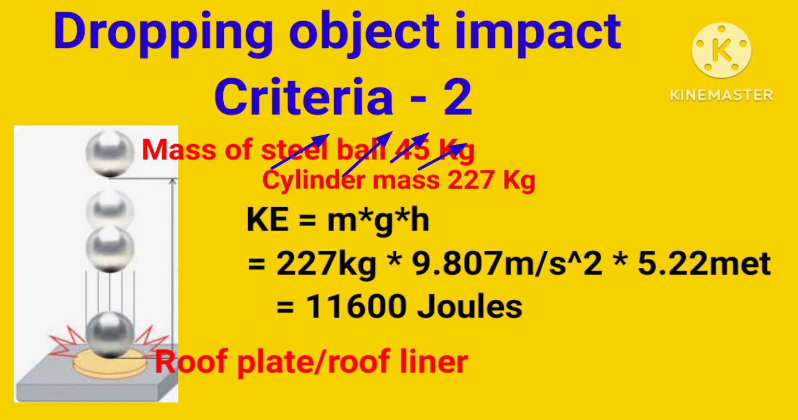Multiplied by 9.807 meters per second squared, that is the value of g, which is constant, and height should be 5.22 meters. We have taken this height value from the standard, so it will generate 11,600 joules. So these are the two levels we have to cross check during the FOPS test, falling object protective structure.